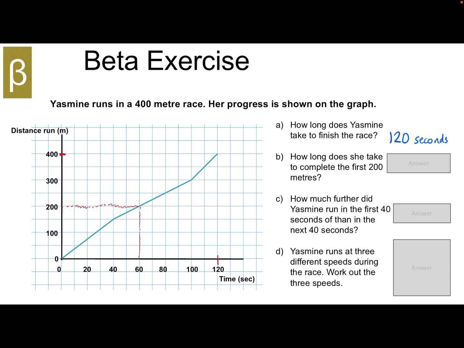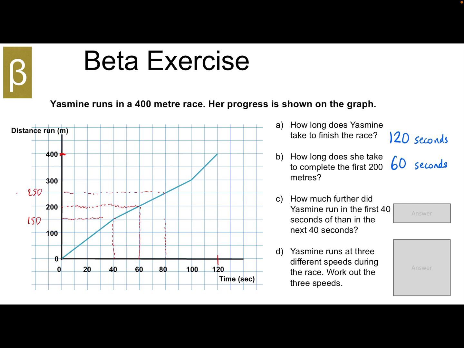Clearly that took 60 seconds. Okay, how much further did Yasmin run in the first 40 seconds than in the next 40 seconds? So let's have a look how far she ran in the first 40 seconds. She must have run 150 metres in the first 40 seconds. In the next 40 seconds, that would take us up to 80 seconds. That gets her up to 250.